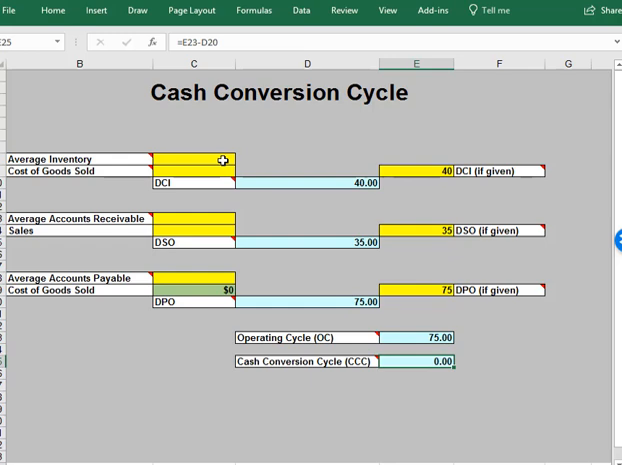So we are exactly matching the income of cash to the outflow of cash, which is ultimately our goal. Hopefully this cash conversion cycle worksheet was helpful.